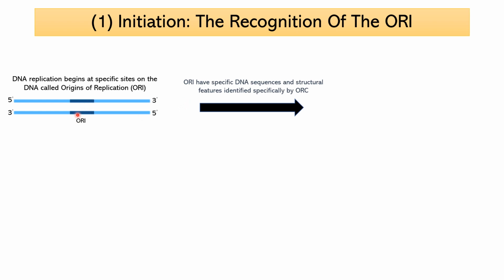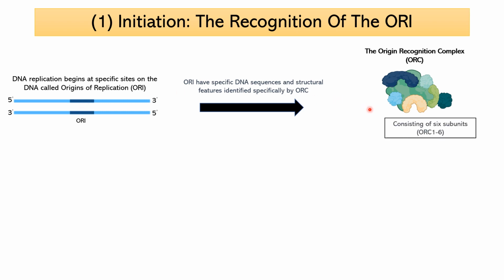They also have very specific structural features that are identified by a complex protein called the ORC. ORC is short for the origin recognition complex. The main function of this complex is to identify these areas from which DNA replication starts.